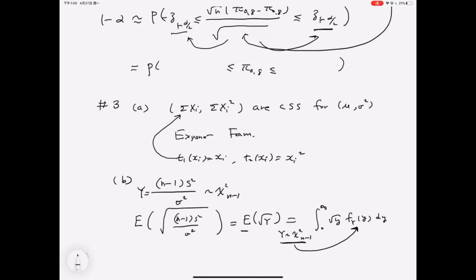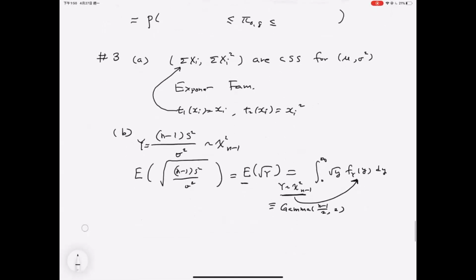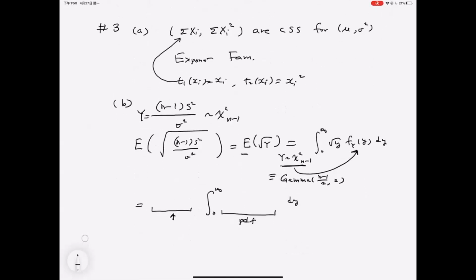Of course, you can also base this on memory, because this is a gamma with parameters (n minus 1)/2 and 2. Then, based on the gamma's PDF, you can write down f of y as well. Eventually you create the PDF inside again, so you end up with a constant outside as compensation. Hopefully you understand what I'm saying.